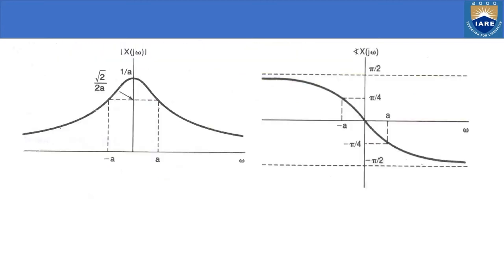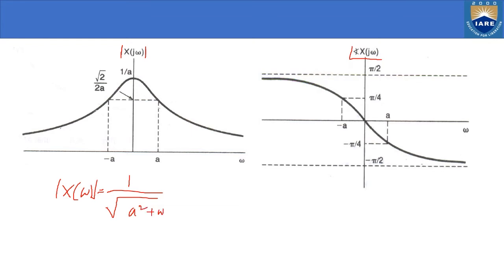Now let us see how the shapes look if we plot this. I am talking about the magnitude of this function, and this is the angle of this function. I can say angle of this function like this. And what is the magnitude here? I write the magnitude of x of omega equal to 1 by square root of a square plus omega square. So this is what we have.